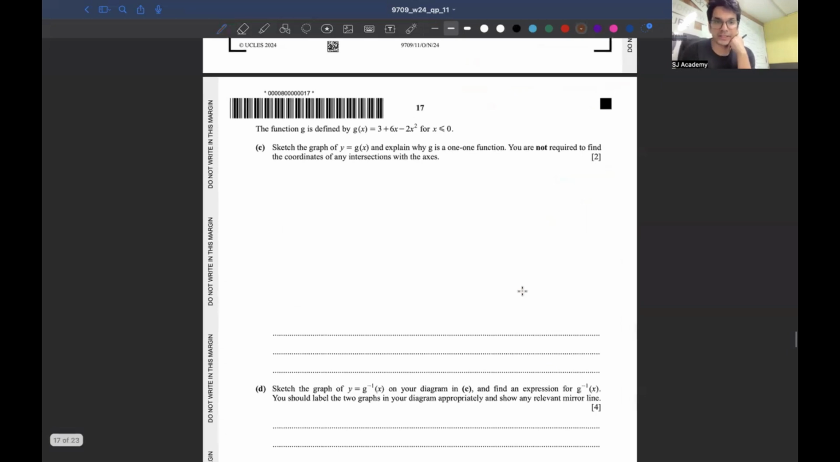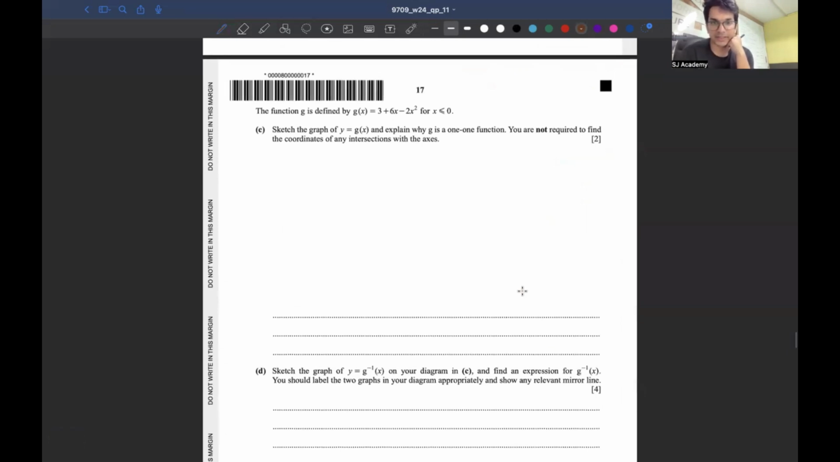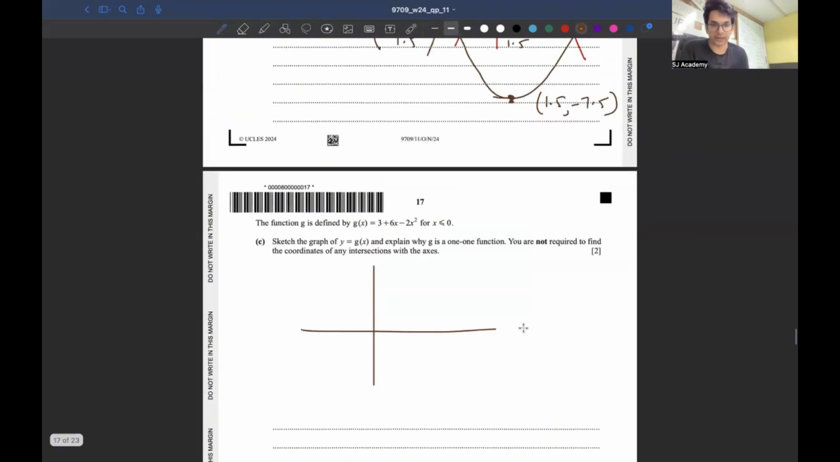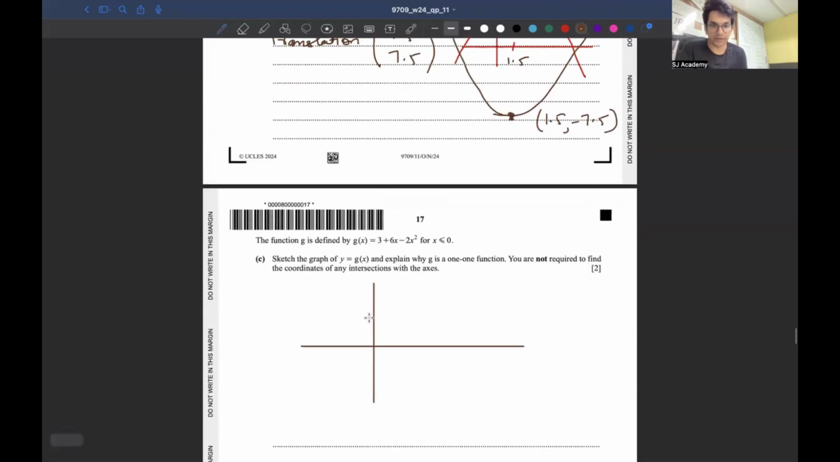In part C, it says that the function g is defined by 3 plus 6x minus 2x squared for x less than or equal to 0. We have to sketch the graph of g of x and explain why g is a one-to-one function. Now this g of x is exactly the same as the f of x function, and the turning point is at 1.5 and minus 7.5. However, as it is only x less than or equal to 0, we'll just make this part over here.